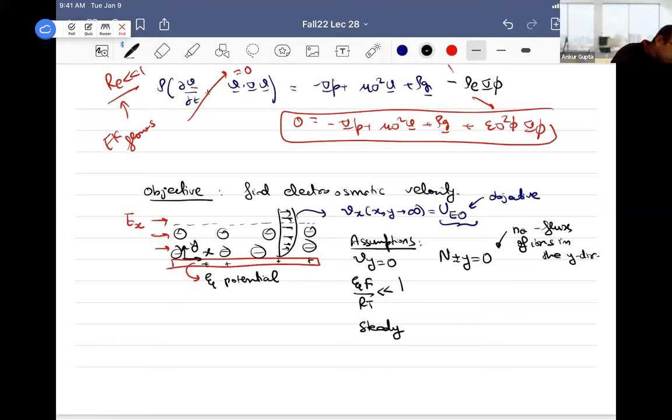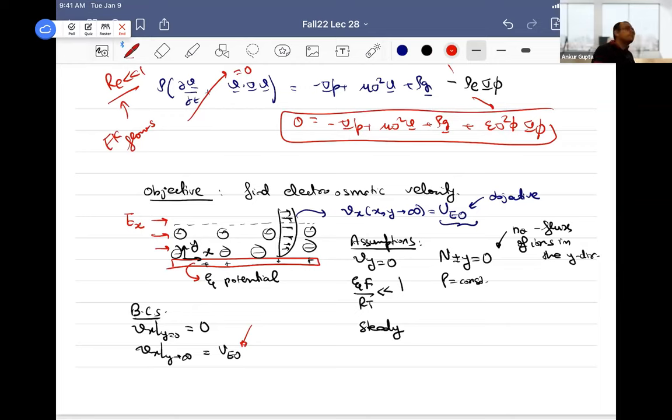Then obviously we have some boundary conditions. I'll just mention here, pressure is constant too. We are not applying any pressure. So pressure is constant, and the boundary conditions are that Vx at y equal to zero is zero. There is no slip. Then Vx at y equal to infinity is Ue, the electroosmotic velocity. So that's what we want to find. That is our objective.